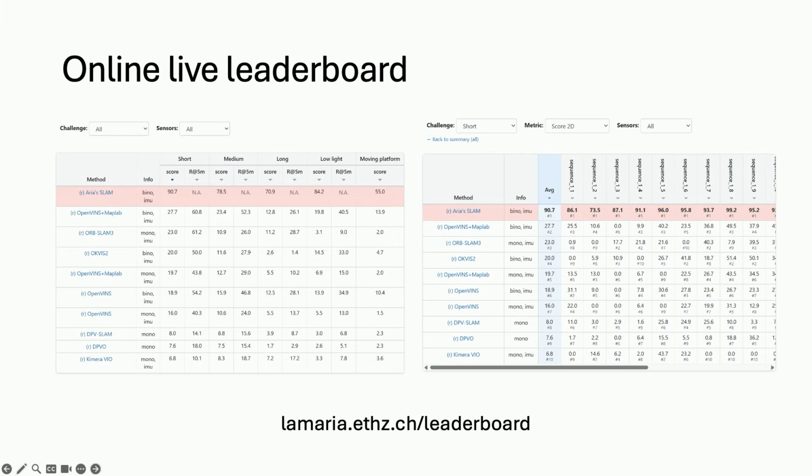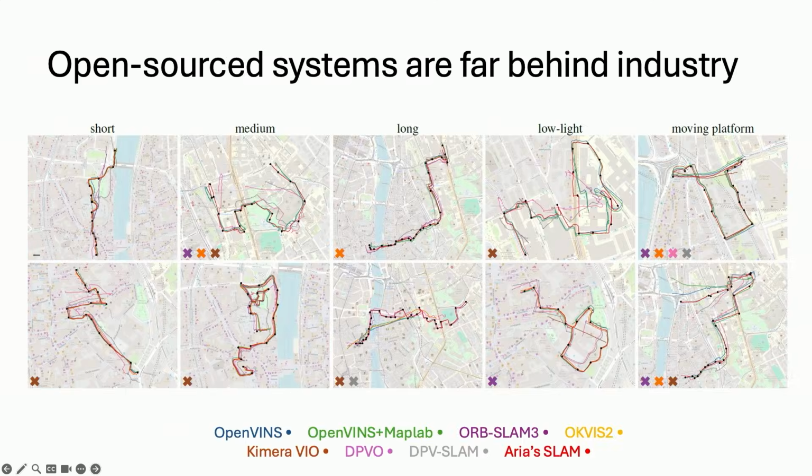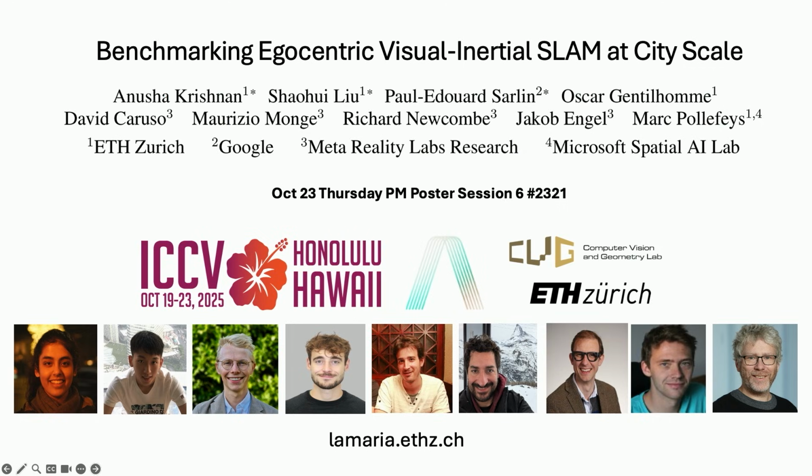In the end, I want to conclude that we have a live leaderboard, and I think Anusha will talk about the details of this leaderboard in the next hour. But here are some examples where, again, open source systems are far behind industry solutions. Here, Aria SLAM is far better than all the classic popular open source SLAM systems.